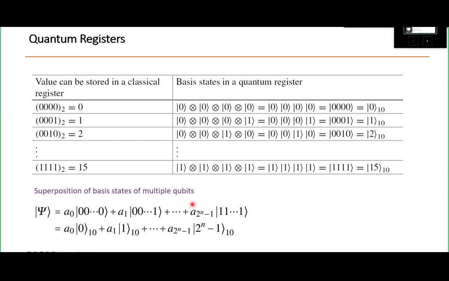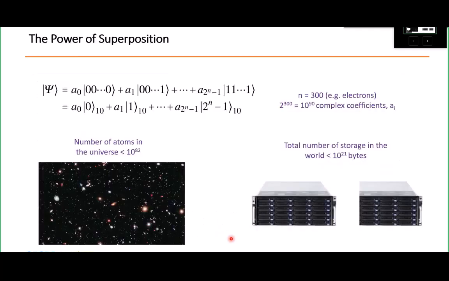But remember, I can also represent the information in a superposition of all the basis states, right? So if I have n qubits, I could have a state which goes from A0 times 0 plus all the way to A(2 to the power 300 minus 1) times the last basis state. Okay, so what does it mean? Here I copy the equation again, but this is the main point.